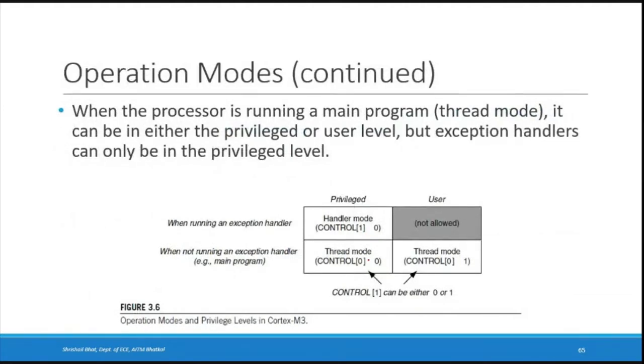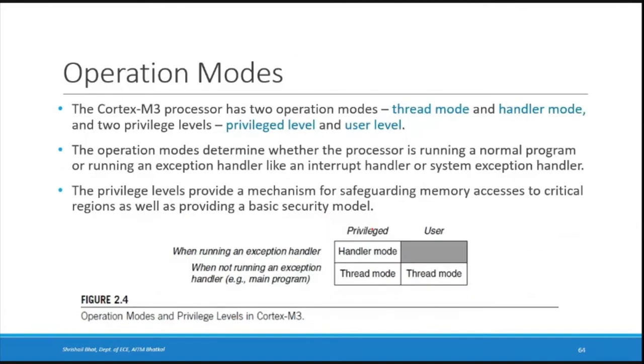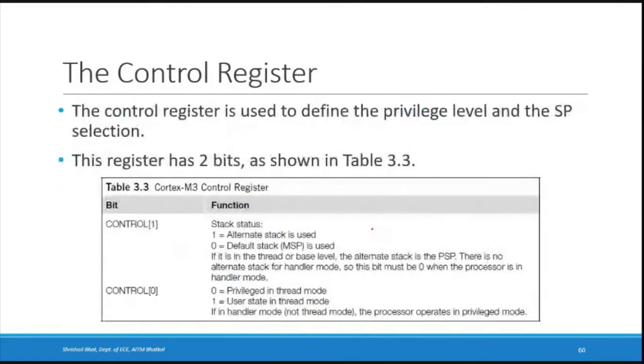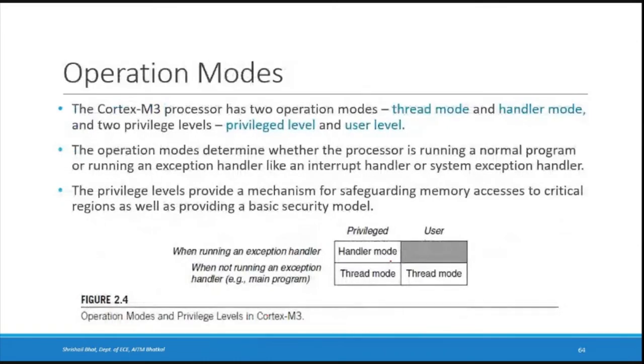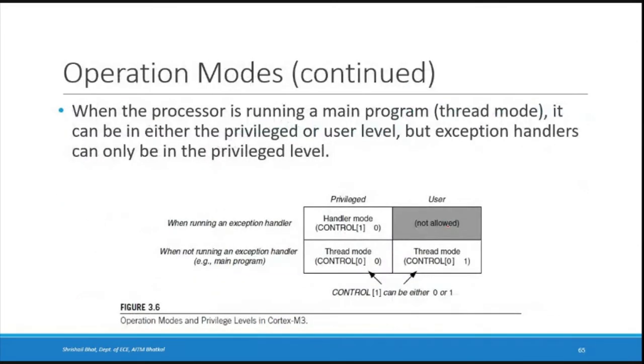In privileged level, control bit 0 is always 0. Control bit 0 is 0 for privileged level, and control bit 0 is 1 for user level, right? So you cannot have control bit 1 as 1 and control bit 0 as 1, because there is no such thing as handler mode and user level access.